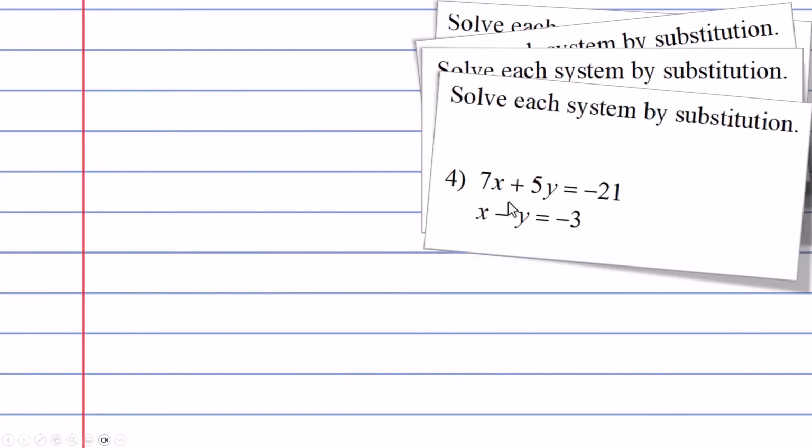Number 4, 7x plus 5y equals negative 21, x minus y equals negative 3. Same thing again. We do not have an equation that's already been manipulated for us to say x equals or y equals. I'm going to go for the x again because it's positive. It'll be pretty easy just to add y on both sides. So I'm copying it down first and then adding y on both sides, and I get x equals y minus 3. This is going to be what I substitute in over here.